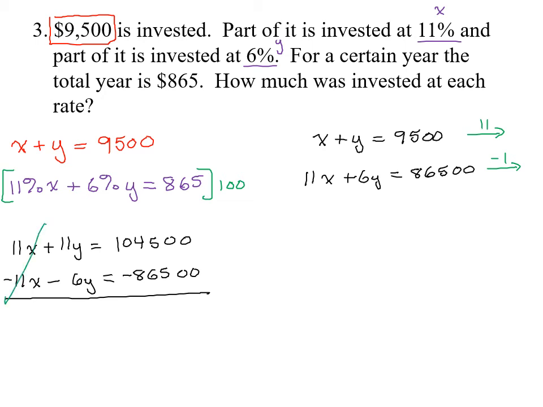My x's cancel. 11 minus 6 gives me 5y. 104,500 minus 86,500 gives me an even nice 18,000. And then I would divide that by 5 on both sides. And 18,000 divided by 5 is 3,600.